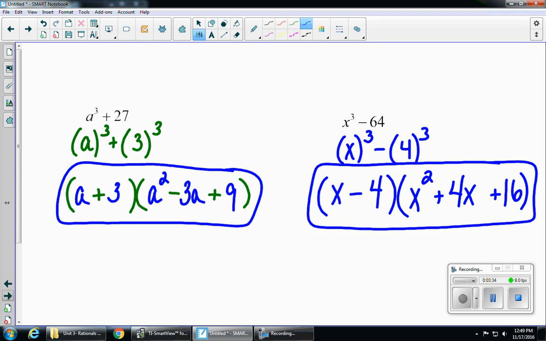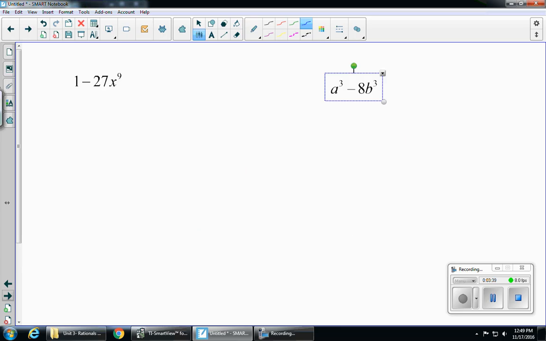We're going to take a look at two more examples that are a little bit more involved because they have some different pieces happening. So my first one, once again, I always start by writing it as the difference of the cubes. So the cube root of 1 is 1. The cube root of 27x to the 9th is going to be 3x to the third. Remember, when you're cube rooting a variable, you're dividing the exponent by 3.